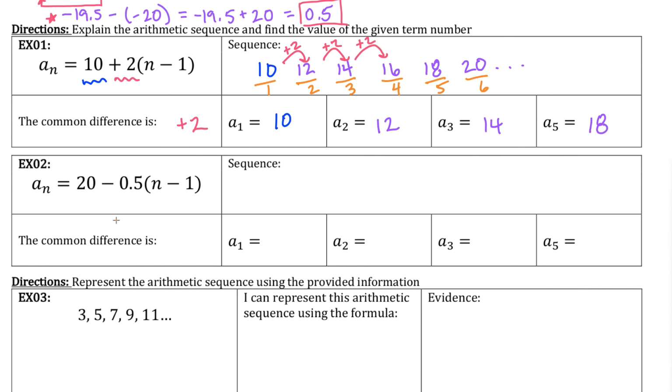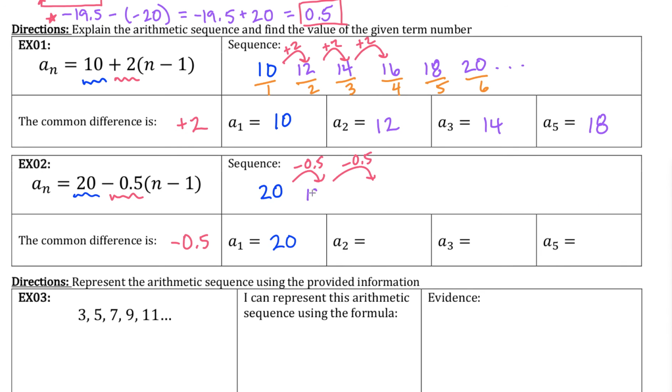So let's do this. We have a sub n equals 20 minus 0.5 times n minus 1. So our first term is 20. And our common difference is negative 0.5. So we're going to do minus 0.5, minus 0.5. So let's do that.